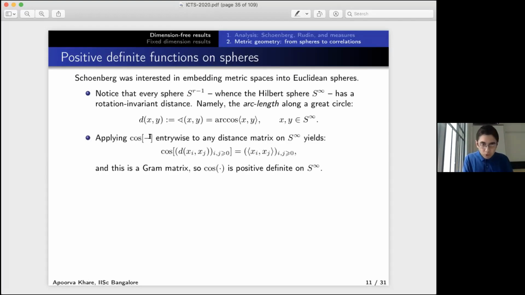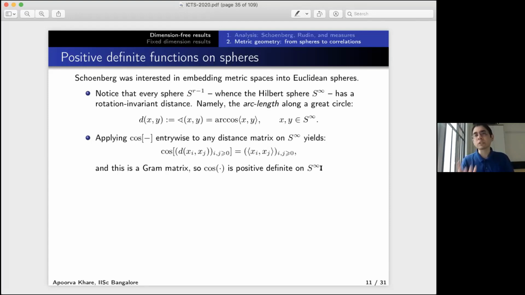So now applying cosine entry-wise to any distance matrix, what would it give you? It would precisely give you the cosine of the angles, which is the inner products. And these are Gram matrices, so they're positive semi-definite. And that's the definition of a positive definite function.